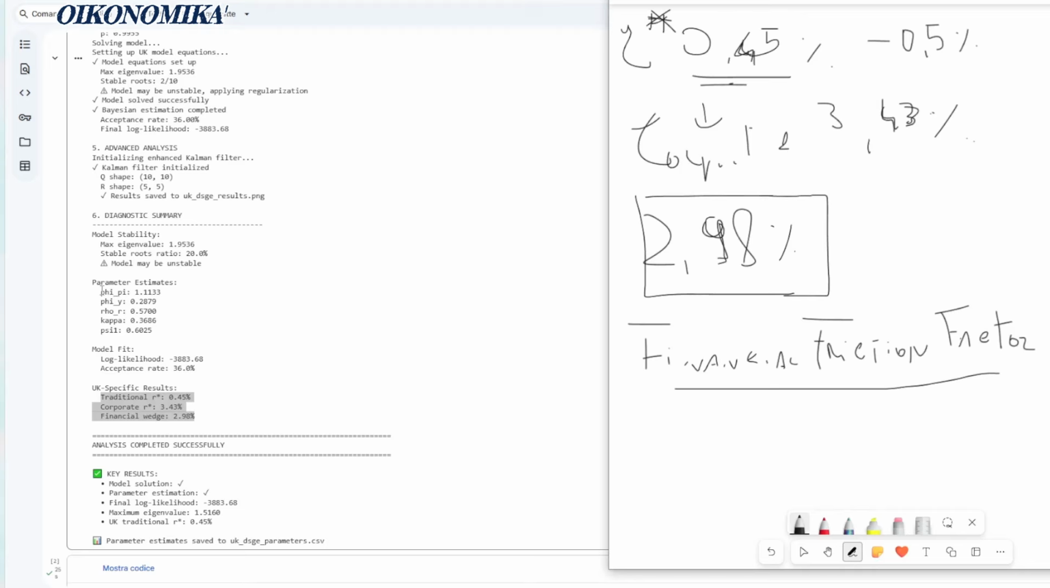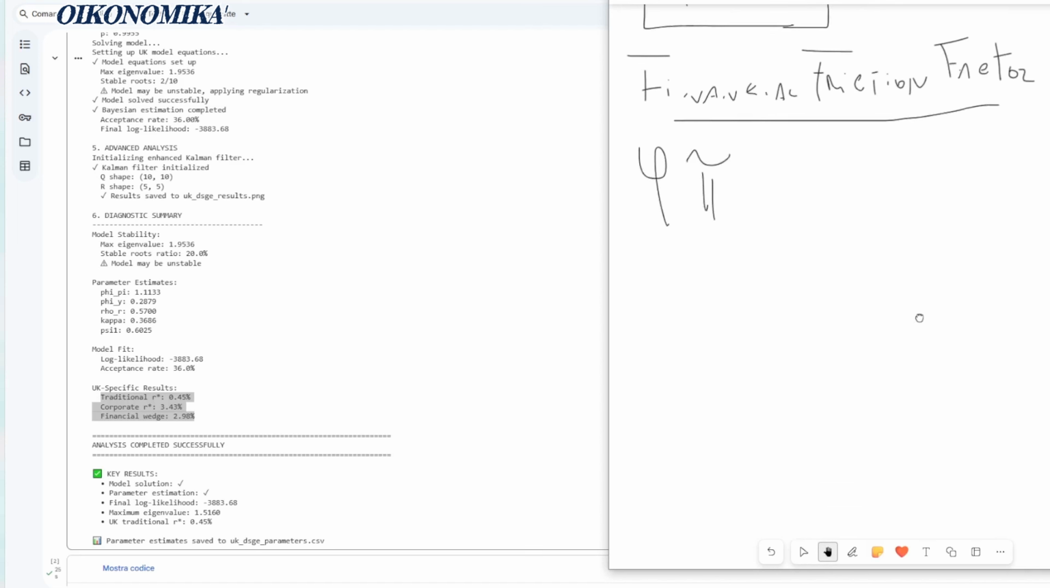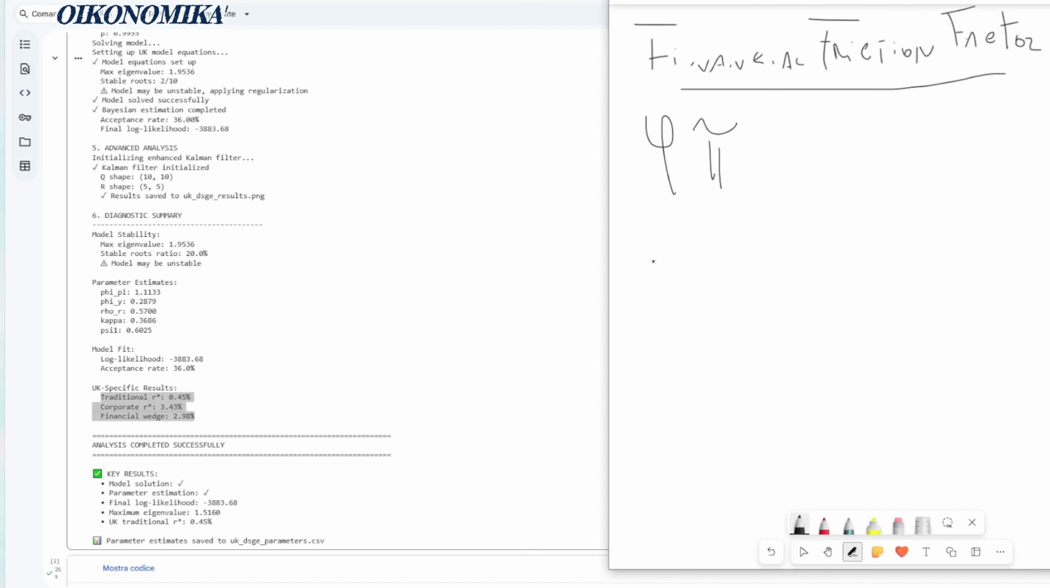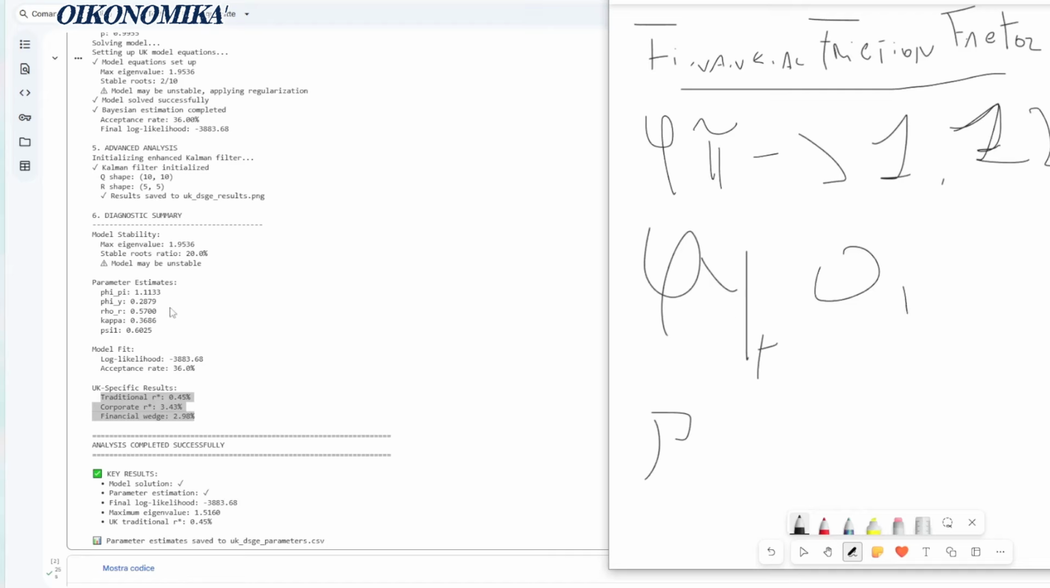And so here we can see what phi of y is, then we have rho. Okay, so here we have 1.12. Let's make it larger. Here we have 0.28, let's make it 0.29. Rho is 0.57. Then we have kappa, then we have psi.